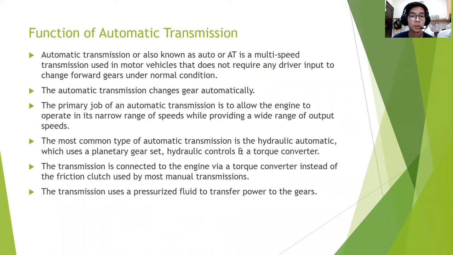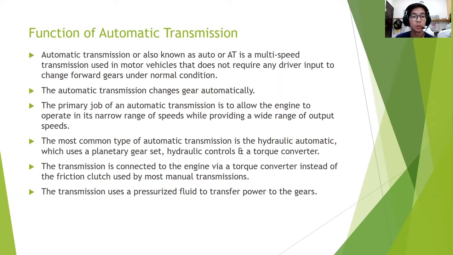Automatic transmission, or also known as auto or AT, is a multi-speed transmission used in motor vehicles that does not require any driver input to change forward gears under normal condition. Automatic transmission changes gear automatically. The primary job of an automatic transmission is to allow the engine to operate in its narrow range of speeds while providing a wide range of output speeds.